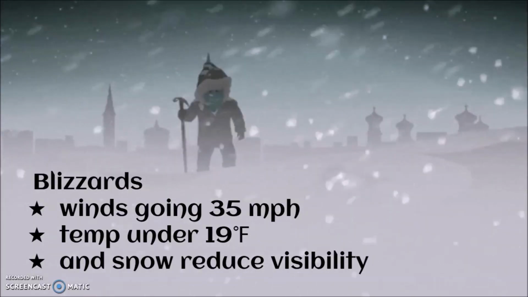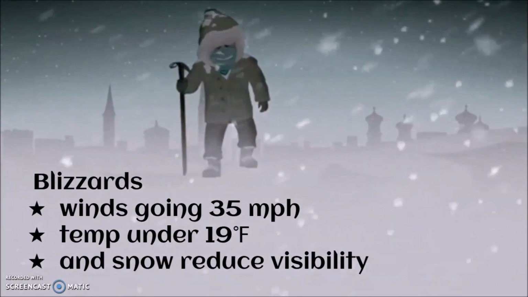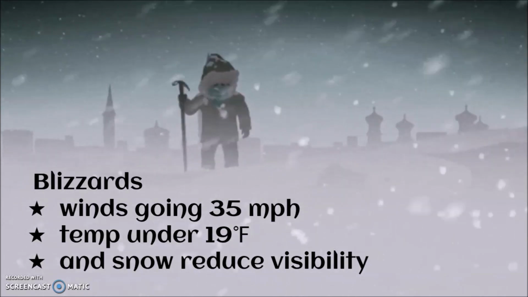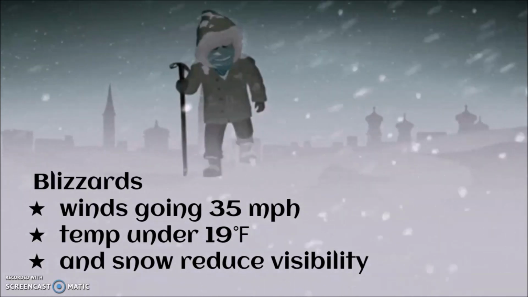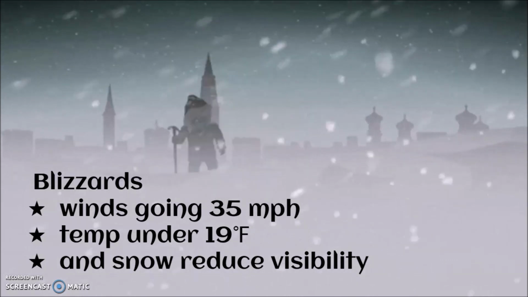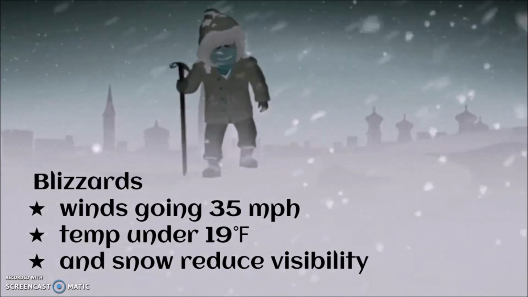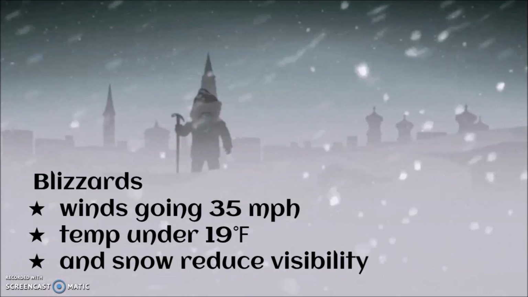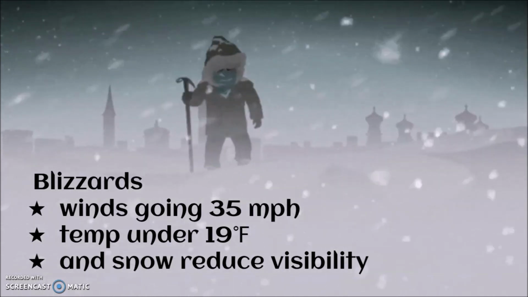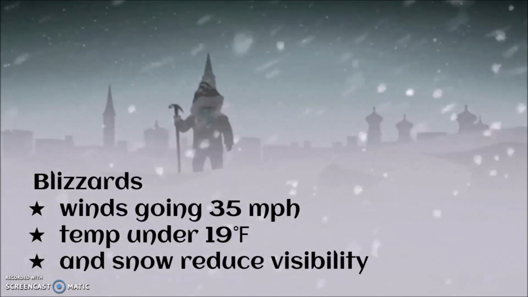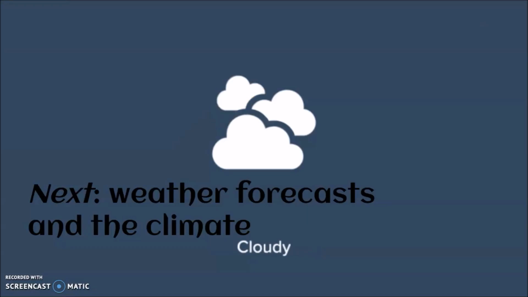The last type of severe weather we'll talk about are blizzards. A blizzard is a storm that occurs in winter with cold enough temperature to create snowfall. However, to be considered a blizzard, you need the following conditions. The winds need to be going at least 35 miles per hour, the temperature needs to be under 90 degrees Fahrenheit, and the snow needs to reduce visibility. This wraps up severe weather.